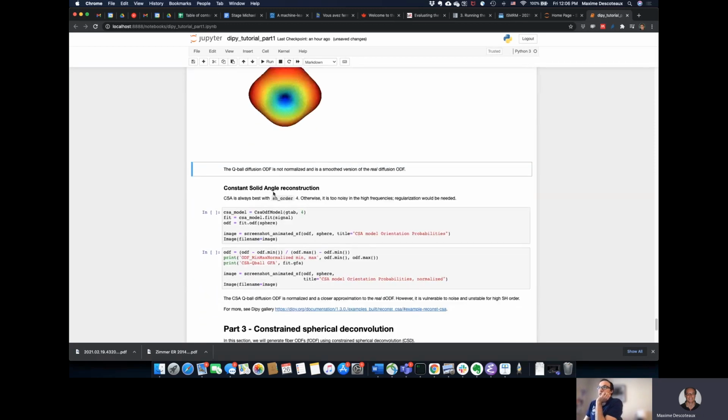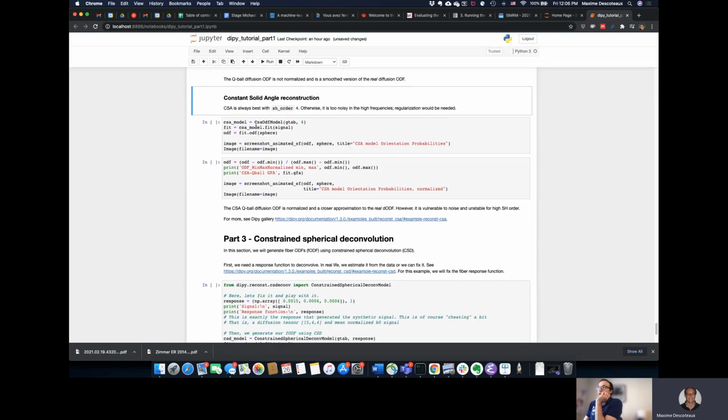Now, if we move to the constant solid angle model, again, I get my constant solid angle for a specific order. In this case, I chose purposefully order 4 because it's a much noisier model. If you go to higher frequencies with order 6 and order 8, you have a lot of artifacts in the reconstruction, so I prefer to keep it low, because in real life, all I would use this for, as you will see later, is to get my generalized FA. I would never do fiber tracking on this object. The real object for fiber tracking is using spherical deconvolution. But anyhow, we get our ODFs.